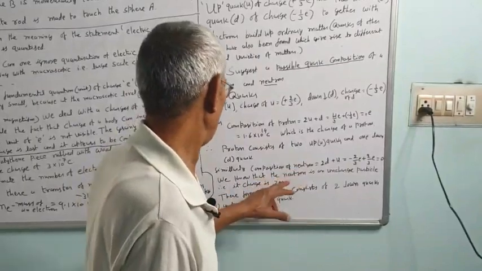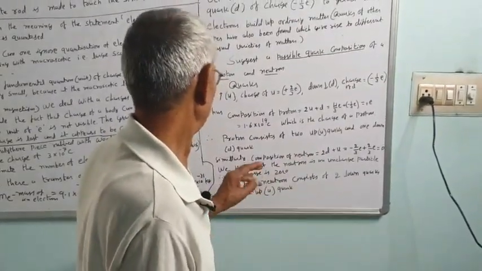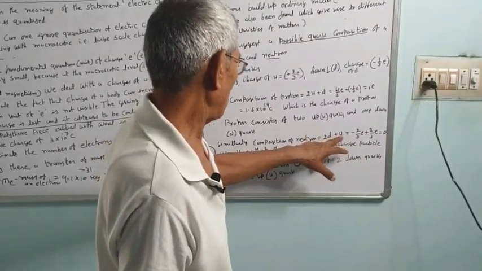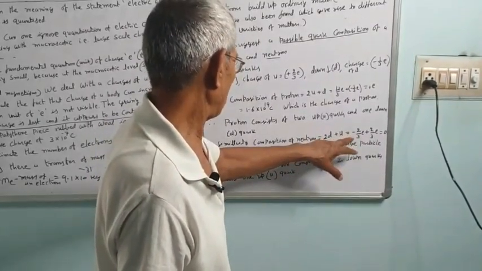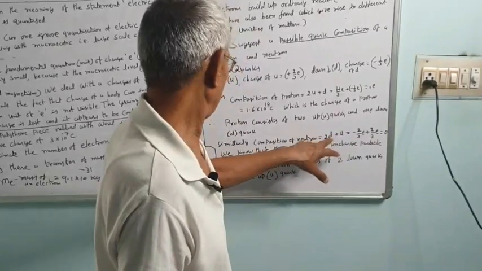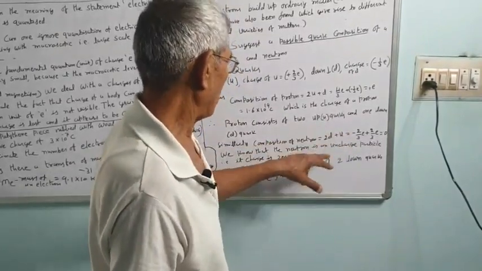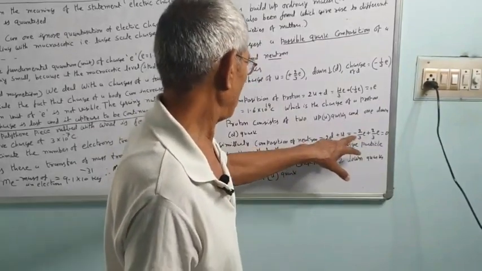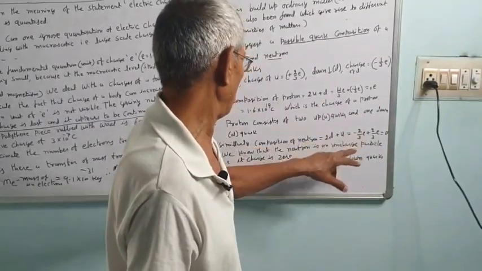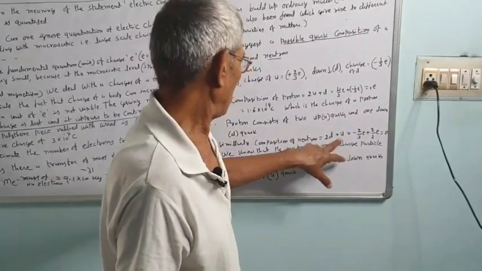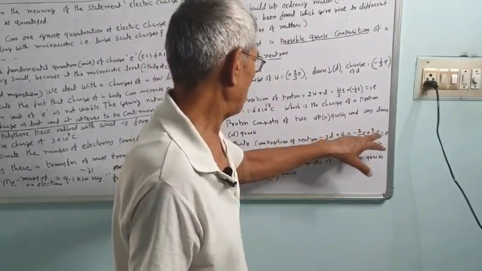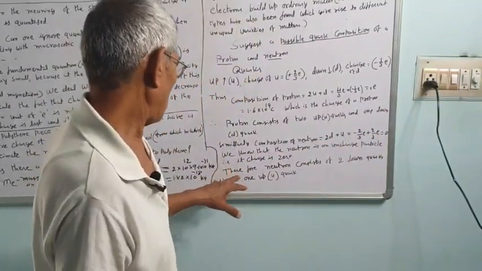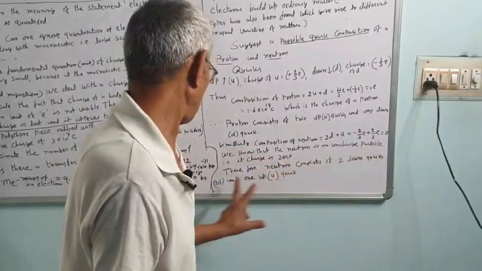Similarly, the composition of a neutron is 2 down quarks plus 1 up quark. 1 down quark has minus 1 by 3 e charge, therefore 2 down quarks will have double, that is minus 2 by 3 e, plus 1 up quark has charge 2 by 3 e, net is 0. Therefore, the neutron consists of 2 down quarks and 1 up quark.